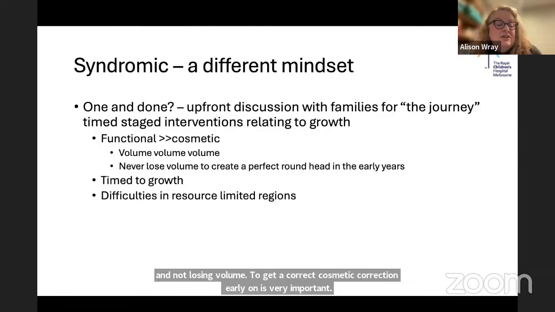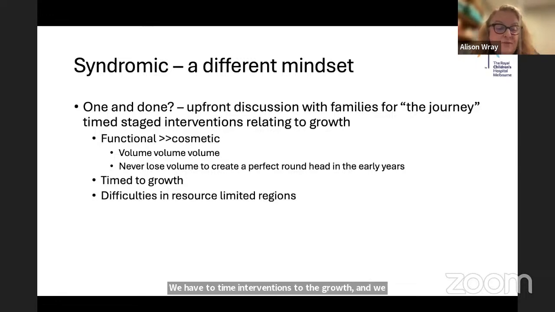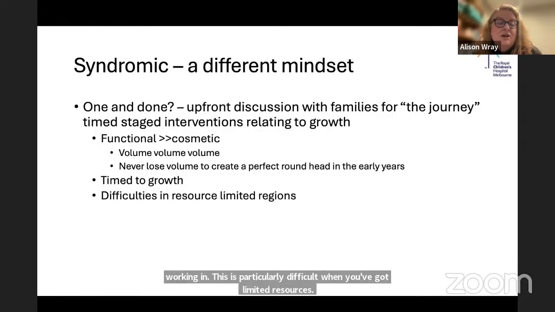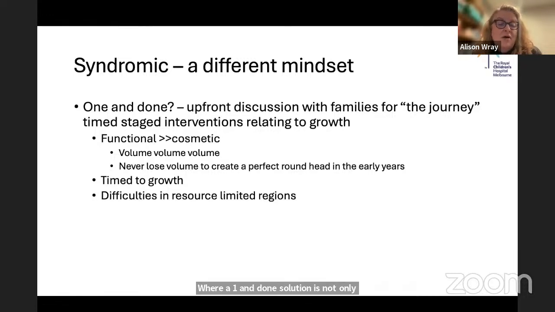We have to time our interventions to the growth, and we had a beautiful introduction from Federico about the different stages of growth that the skull and the face go through, and how we have to address that in planning our approach. And I also acknowledge that in many of the countries and regions that you might be working in, this is particularly difficult when you've got limited resources, where a one and done solution is not only what the families are looking for, but also what our healthcare services might be able to provide. So something that has multiple interventions and prolonged care can be much more difficult to provide.